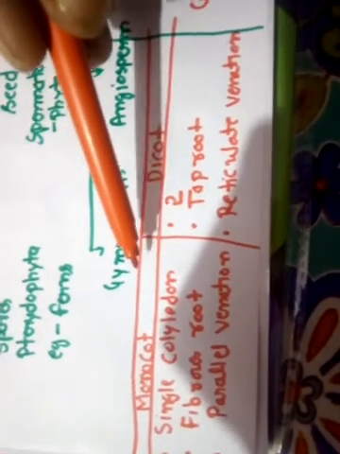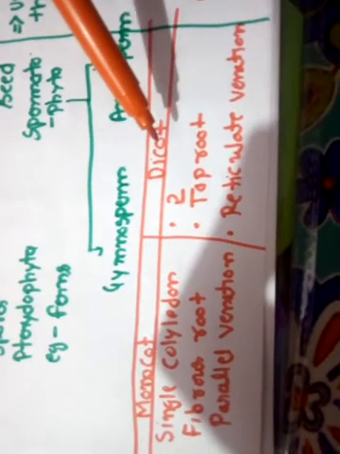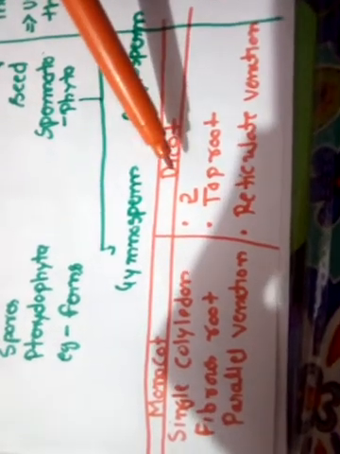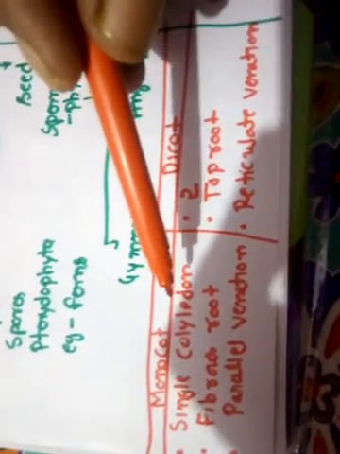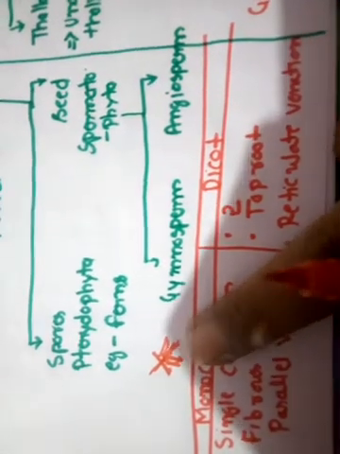The member of monocotyledony has a single cotyledon in their embryo, and the member of dicotyledony has two cotyledons in their embryo. The member of monocot always has the fibrous root. So fibrous root is like this. This is the stem, this is the surface of soil, and many roots are arising from here. Not a single primary root or secondary roots are there. So that kind of root system is called fibrous root.